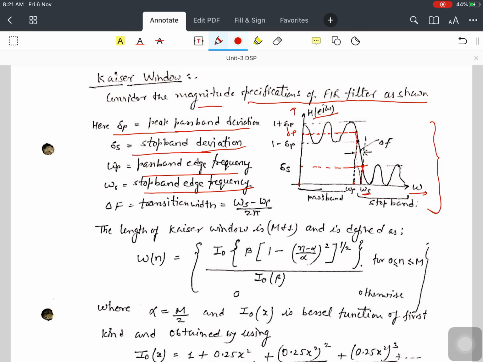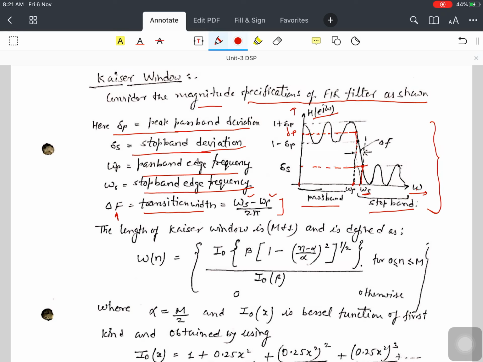So omega P, omega S, del P, del S we know. After that, from here to here is called the passband, and from omega S onward is called the stopband region. And delta F is basically the transition width. So transition width is nothing else but omega S minus omega P upon 2 pi. If we have omega S and omega P, we can easily calculate this delta F.